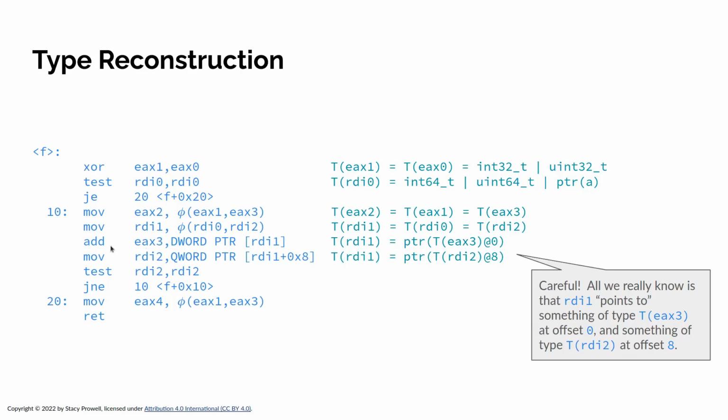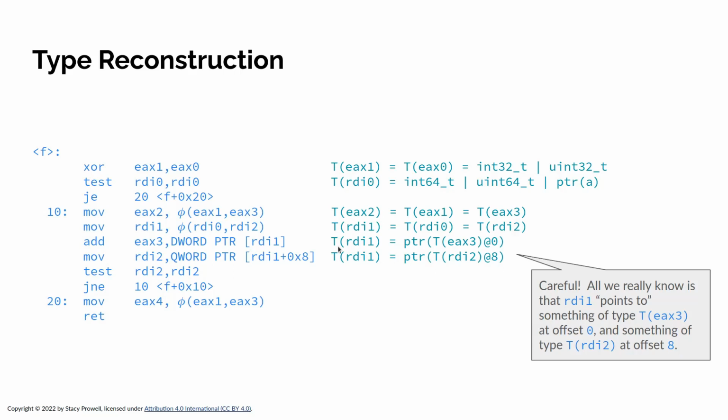All right. So now I start making some changes. So here with the add line, if we apply Mycroft's rule, we wind up with something like this, right? The type of RDI, right there, is a pointer to something of type EX3 at offset 0. And down here, the type of RDI, there it is right there, I got 1, is a pointer to something of type RDI2, right? Because that's what we're moving at offset 8. Okay. So there we go. We get some type information.